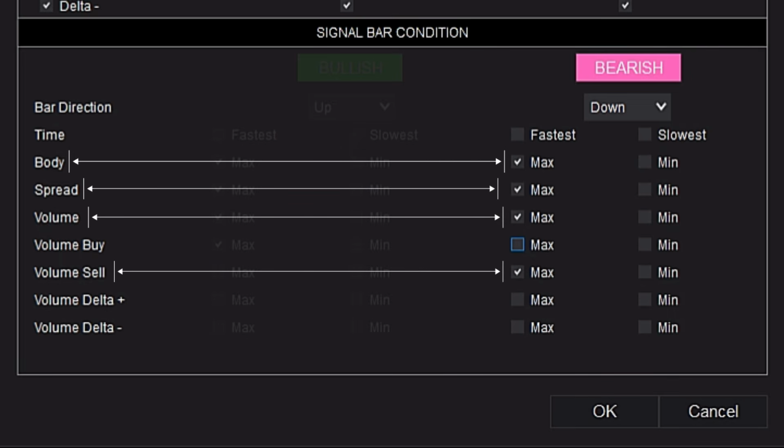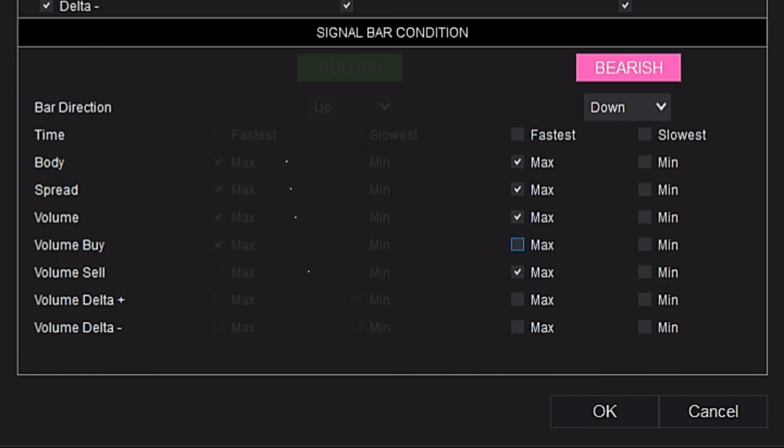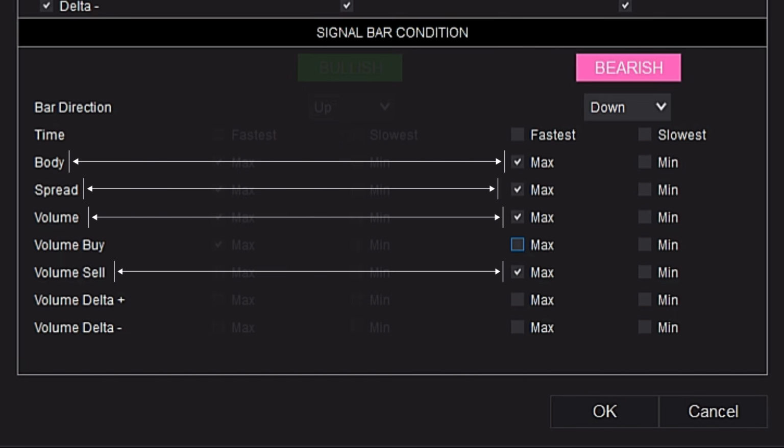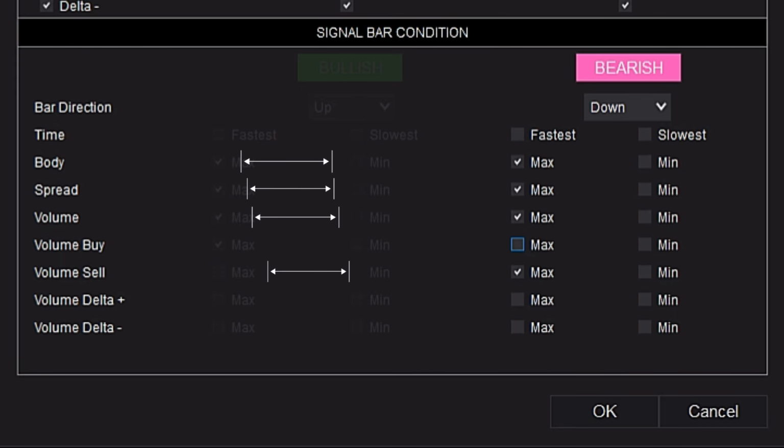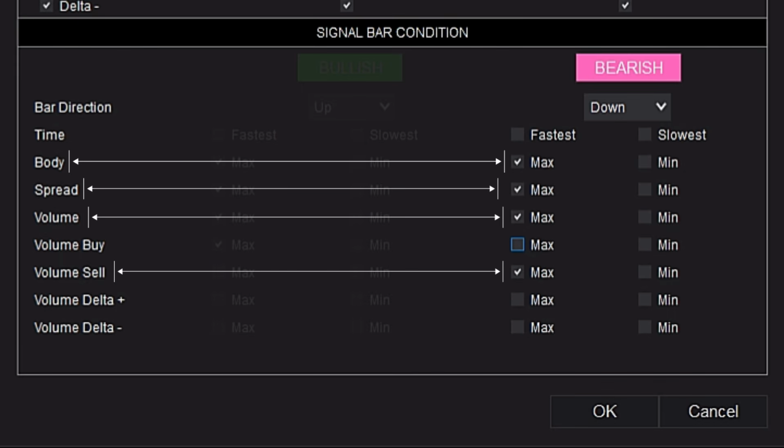What this combination represents: by activating all these conditions, the indicator will only highlight sell signals when the market prints a very powerful bearish candle, one that shows a strong bearish body, a decisive downward range, high trading participation, and dominant, aggressive selling. In other words, a sell signal will only appear when there is a clear, high conviction bearish move, giving you a strong and reliable entry point.